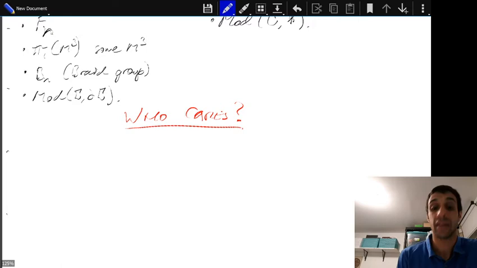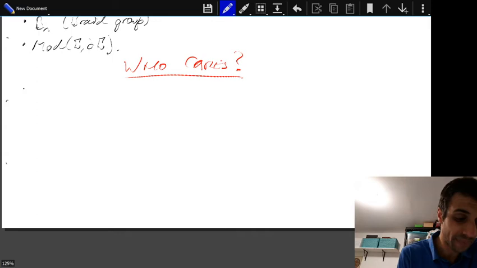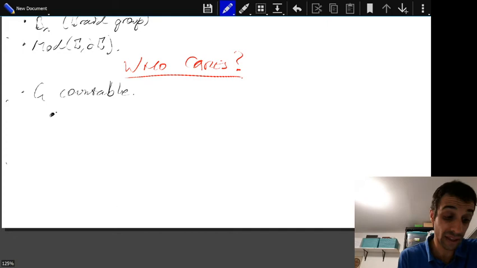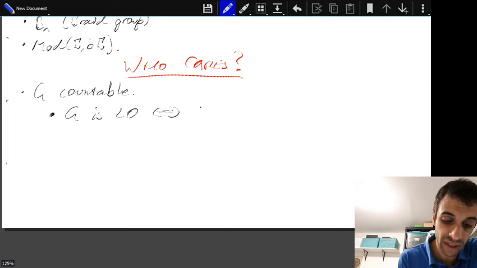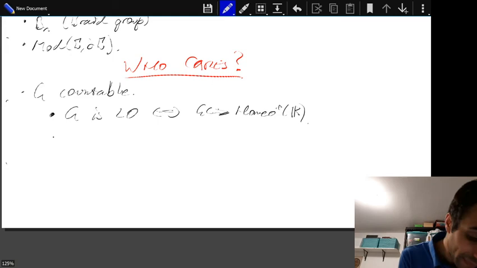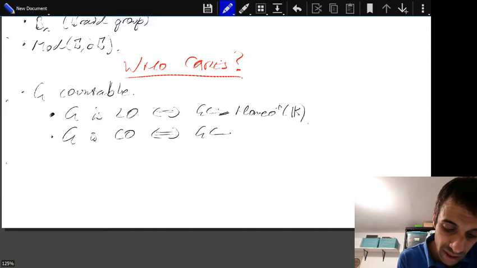Here's the first one, which I think is a really cool fact. Suppose G is countable. Here are some equivalent conditions for being left orderable and circularly orderable. G is left orderable if and only if G embeds into Homeo+(R). And G is circularly orderable if and only if G embeds into Homeo+(S1).